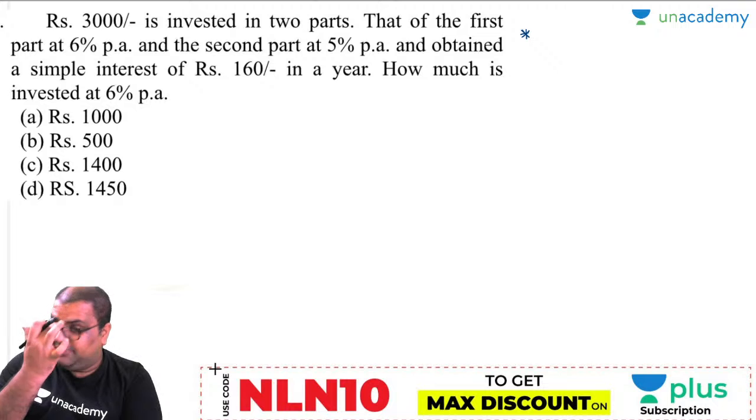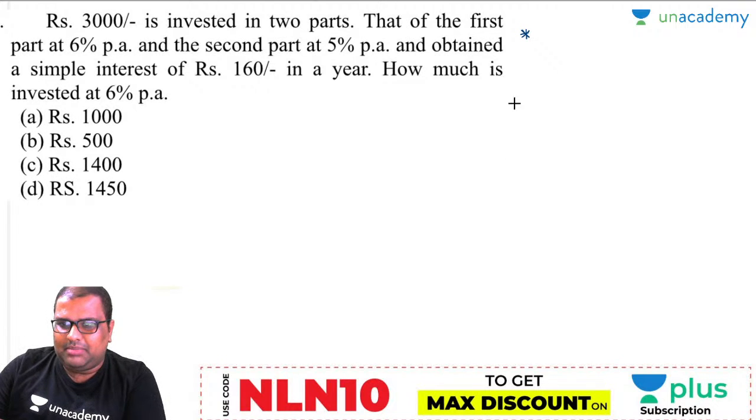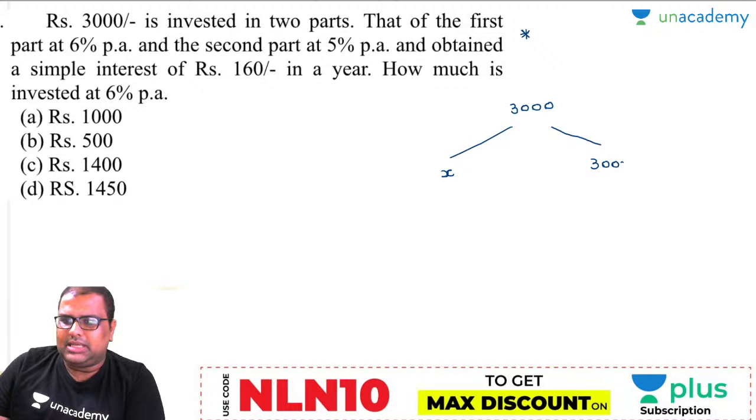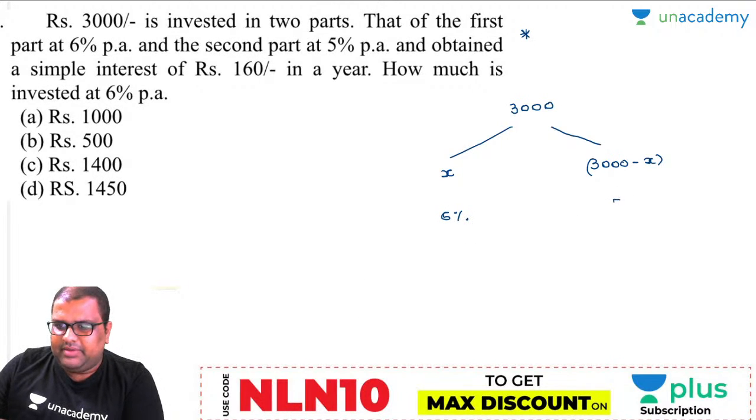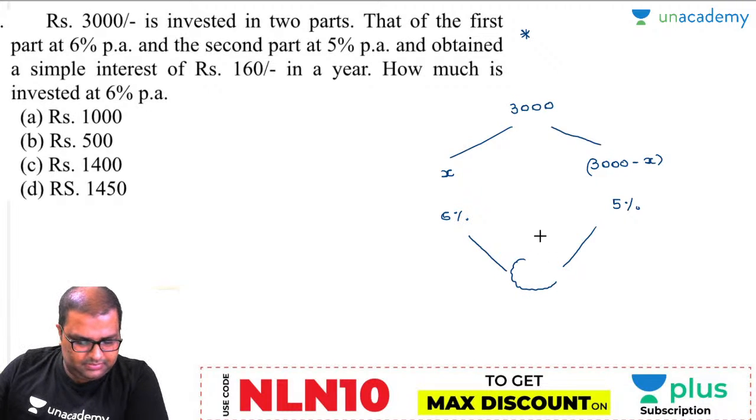Rupees 3000 is invested in two parts. Same question, right? So I don't need to solve it also. In this first part, I will take it as X rupees. And the second part, I will take it as 3000 minus X. The first part is given at 6% per annum. The second part is given at 5% per annum. Now, when you mix two percentages, automatically your average must also be in percentages.